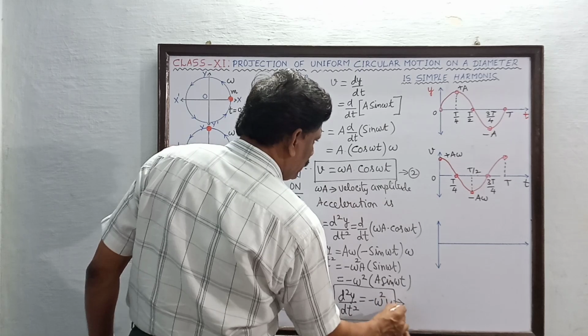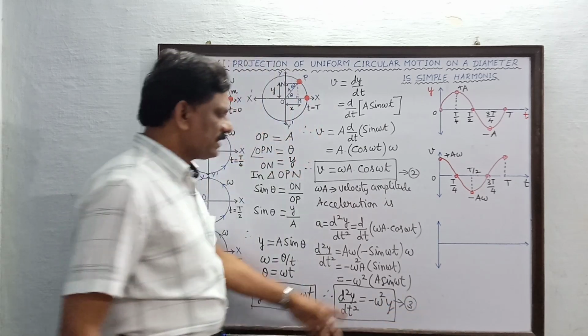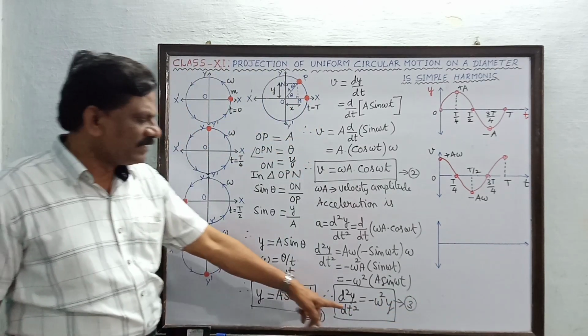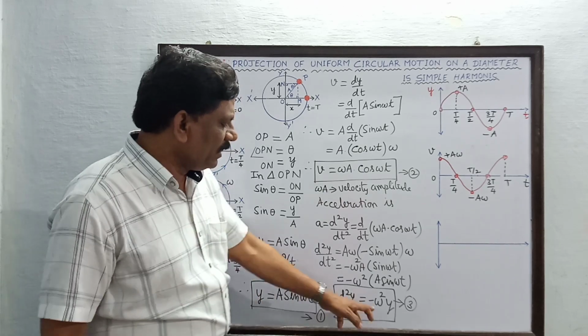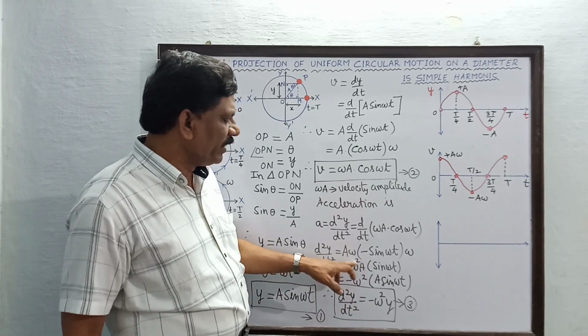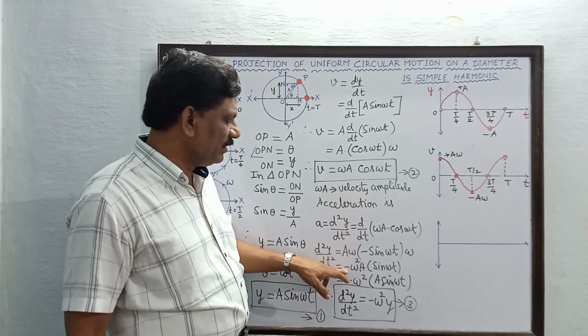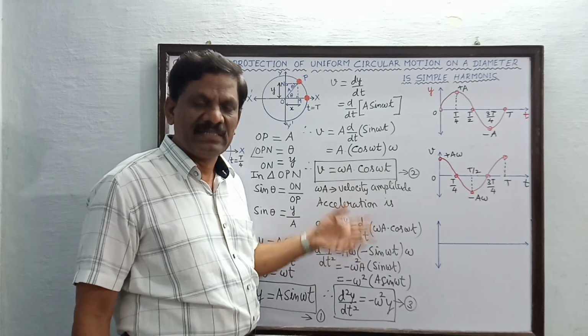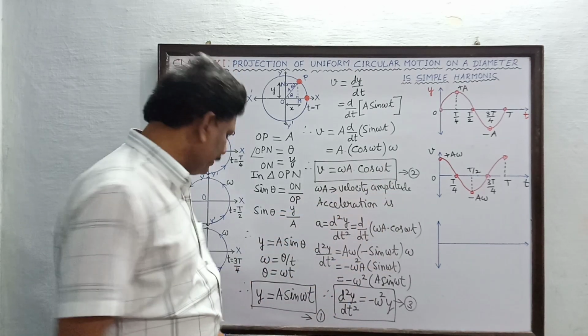So this is equation number 3, which is an expression for the acceleration of SHM, where on the right hand side, as I told you already, omega square into a, whether it is a minus or plus term, is called the acceleration amplitude.